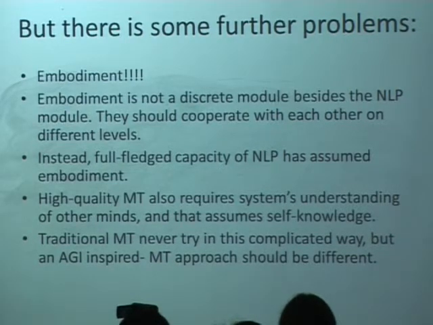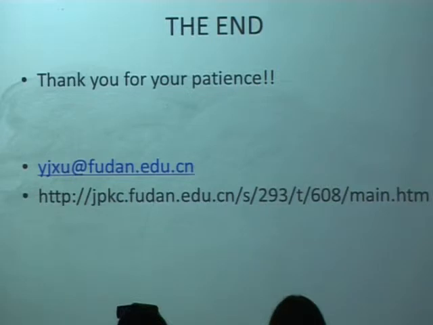I don't think the traditional MT is being done in this tradition. They will say that makes things too complicated. But if we want to make the system more flexible, maybe we will try this more complicated route map. So from my perspective, I believe that an AGI inspired by the machine translation approach should be different from the traditional machine translation approach. So, okay, this is the end.